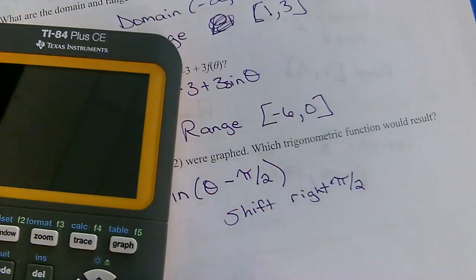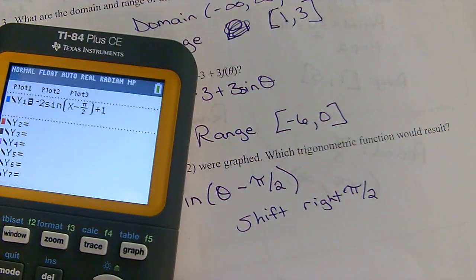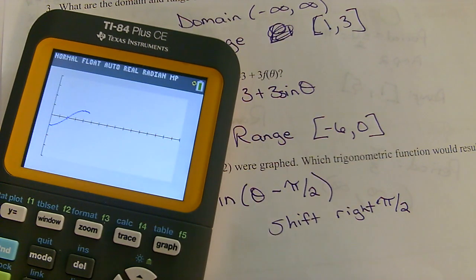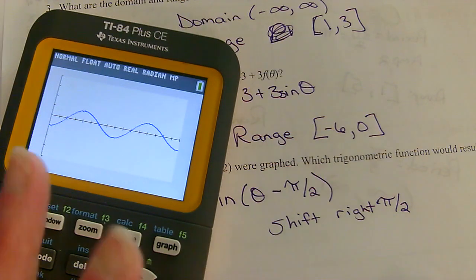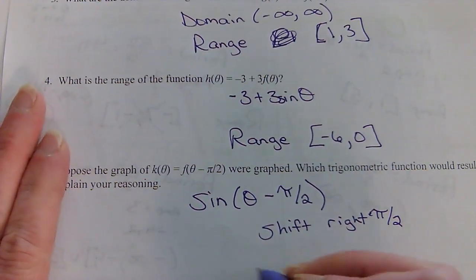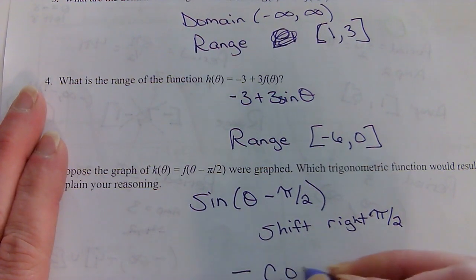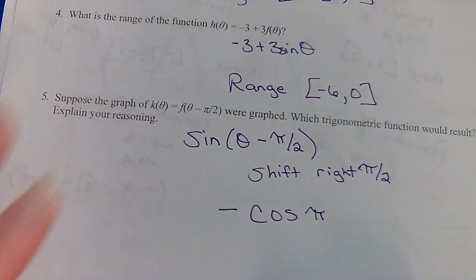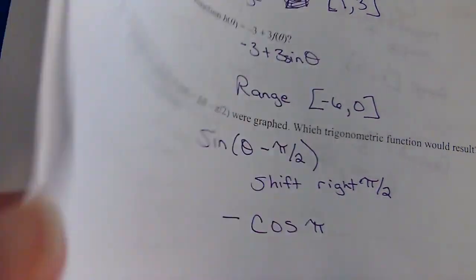or I can look at it in the calculator. Let's look at it in here. Sine of theta minus pi over 2. That kind of looks like cosine, but flipped. So it's kind of like negative cosine. Interesting.